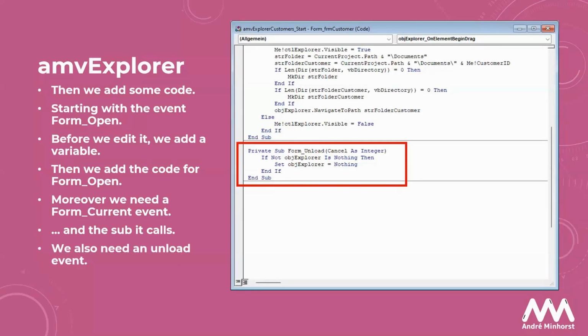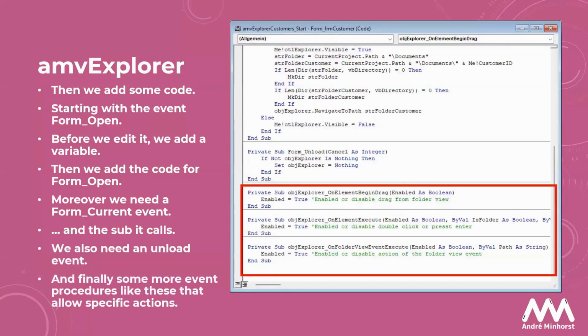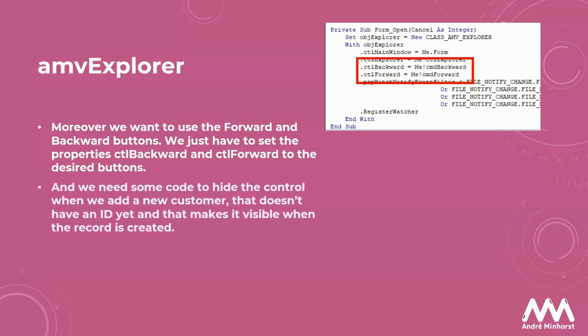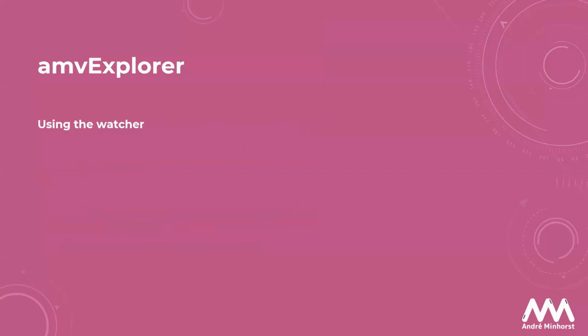So we also need an unload event to destroy all objects we don't need anymore. And finally, some more event procedures like these that allow specific actions, for example, to set if we can drag and drop and so on. Moreover, we want to use the forward and backward buttons. We just have to set the properties control backward and control forward to the desired buttons. And we need some code to hide the control when we add a new customer that doesn't have an ID yet and makes it visible when the record is created, as I have shown before. But we won't look into this in detail.